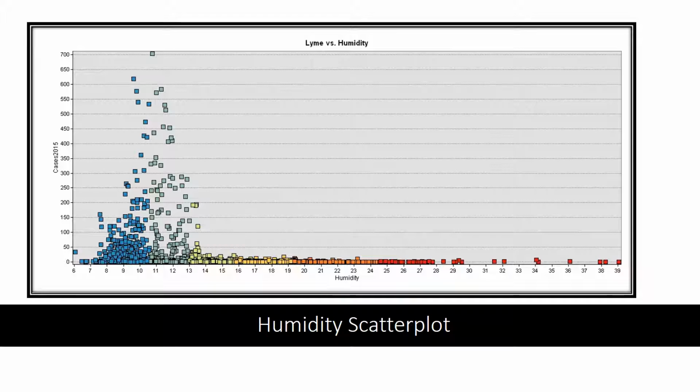The humidity scatter plot reiterates the fact that the high humidity areas in blue and green have the highest values of Lyme disease. The red or low humidity areas have 0 cases of Lyme disease because the ticks can't thrive there.